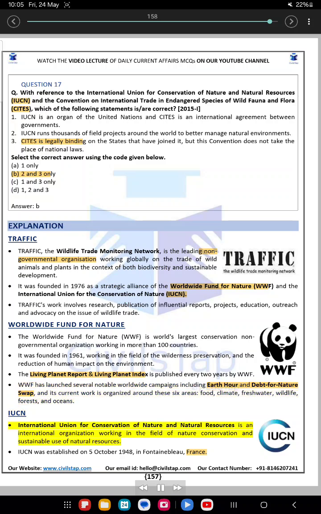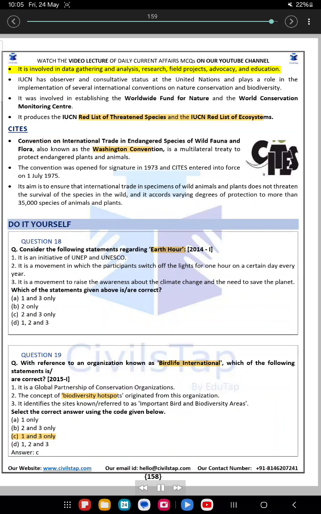IUCN, the International Union for Conservation of Nature and Natural Resources, is an international organization working in the field of nature conservation and sustainable use of natural resources. IUCN was established on the 5th of October 1948 in Fontainebleau, France. It is involved in data gathering and analysis, research, field projects, advocacy, and education. IUCN has observer and consultative status at the United Nations and plays a role in the implementation of several international conventions on nature conservation and biodiversity. It was involved in establishing the Worldwide Fund for Nature and the World Conservation Monitoring Center. It produces the IUCN Red List of Threatened Species and the IUCN Red List of Ecosystems.